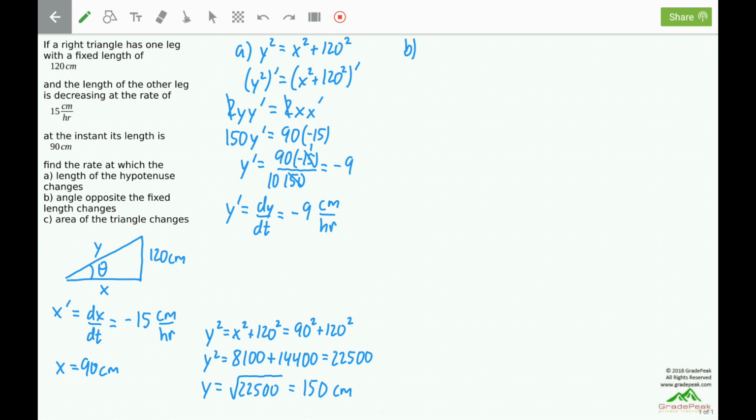So we're going to make use of the side that's a constant, 120, and then we can relate it to either x or y, since we have the rate of how each of those changes. For example, we can use the sine function, sine of theta equals opposite, which is 120, over hypotenuse, which is y. There's the related variables equation.